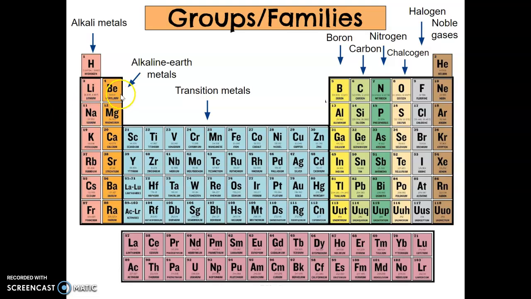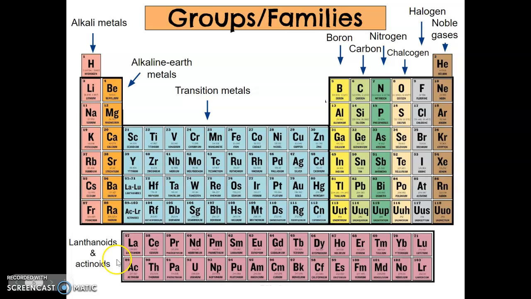So like, for example, beryllium and magnesium here, these are both alkaline earth metals, so you would expect those elements to have similar properties. Okay, so these are the groups and the families. Again, right now today, all you would need to be able to do is find the element and tell me just the name of the group that that element is in.